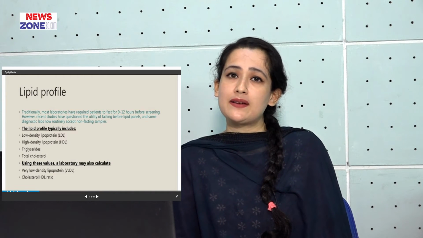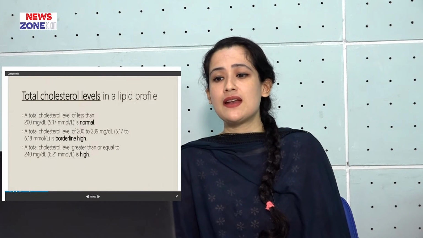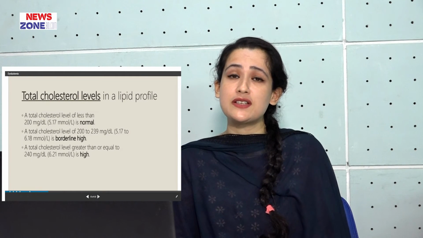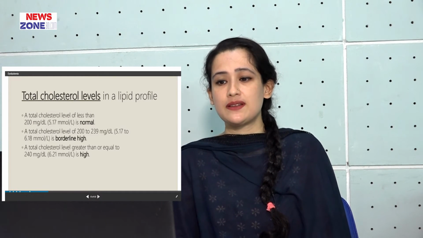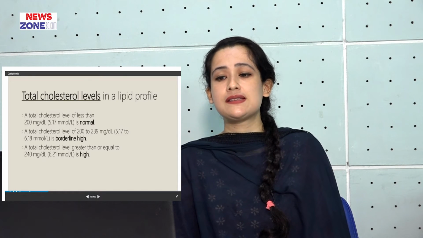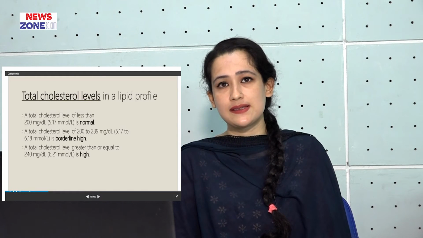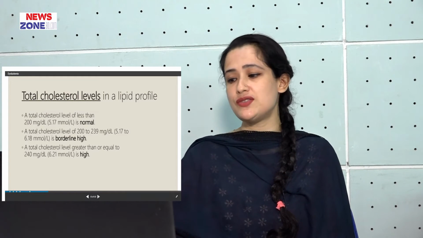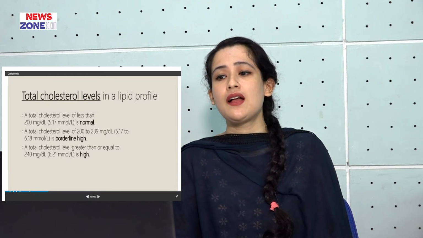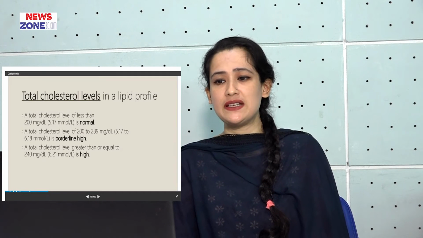Now, the investigations. Which investigation we usually do for diagnosis of the dyslipidemia? Number 1 is estimation of the serum lipid profile. The lipid profile typically includes the total cholesterol level, serum triglyceride level, serum low density lipoprotein level and serum high density lipoprotein level. Sometimes we also measure the cholesterol and HDL ratio also. The total cholesterol level in a lipid profile must be less than 200 milligram per dl.